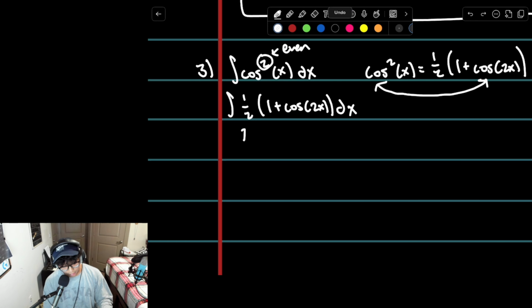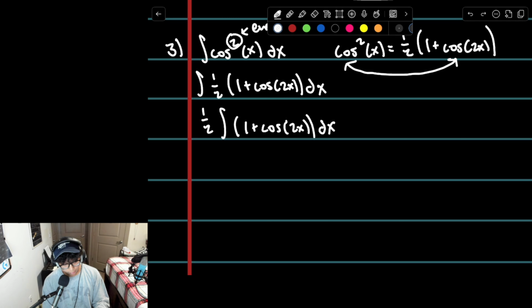Now since 1/2 is a constant, we could take that out of our integral, and now we're left with the 1 plus cosine of 2x inside the integral. We could then simply integrate this, but first let's try to integrate this cosine of 2x first.